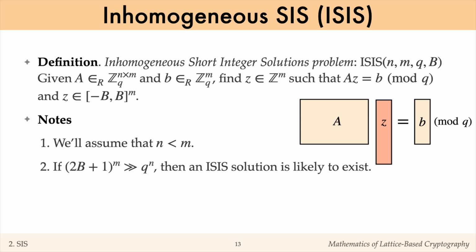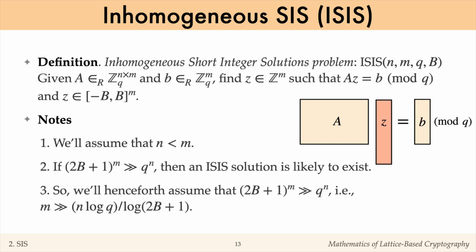Let's make the heuristic assumption that multiplying A by a small length m vector z, whose entries are between -b and b, produces a random length n vector b. The number of such small vectors z is 2b plus 1 to the power m, and the number of vectors b is q to the n. So, if 2b plus 1 to the power m is much greater than q to the n, we would expect that at least one small vector z yields the target vector b. So henceforth, we'll assume that 2b plus 1 to the power m is much greater than q to the n. In other words, m is much greater than n log q divided by the log of 2b plus 1. In this event, an ISIS solution is expected to exist with very high probability.